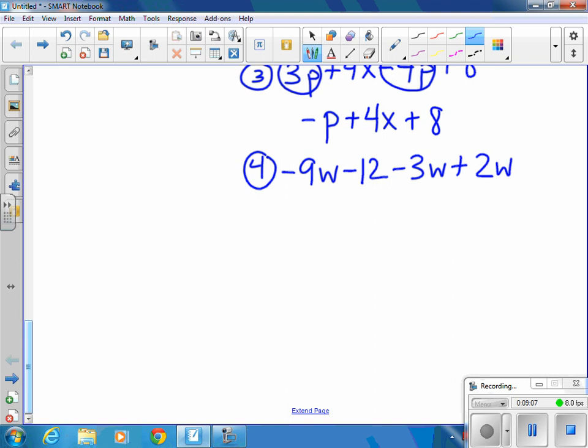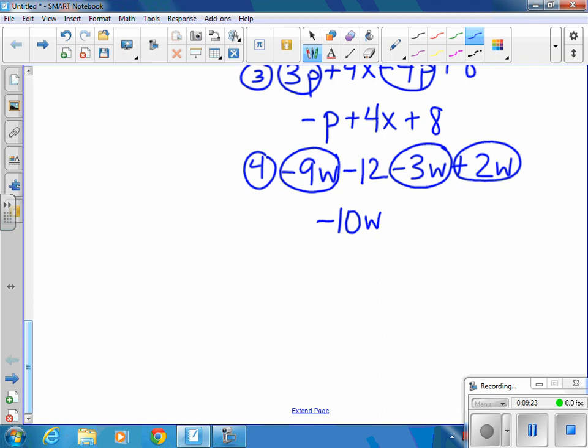All right, if you notice, you have the variable w, and there's three different terms of them. We're going to put all three of these terms together. Negative 9w minus 3w plus 2w. So go left to right. Negative 9 minus 3 is negative 12. Negative 12 plus 2 makes negative 10w.